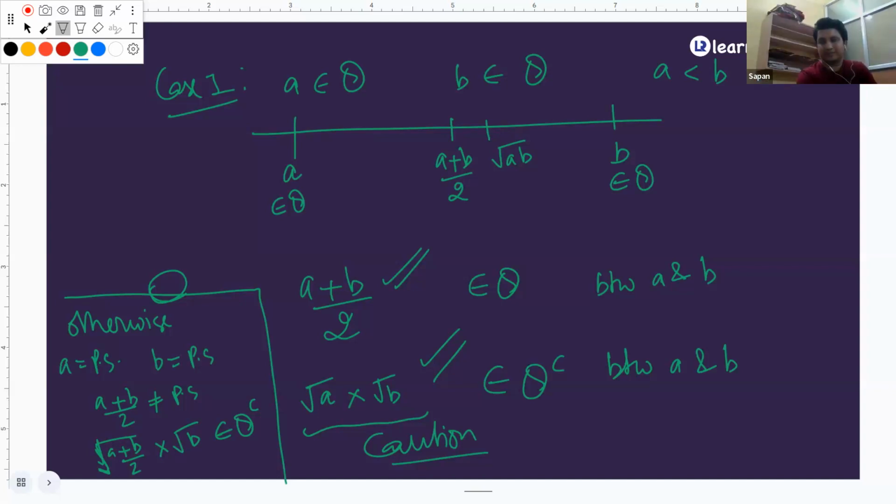You are getting me wrong. It's not like that. You start with any A and B. Most often, (A plus B) by 2 is a rational number between A and B, and square root of A into square root of B will be an irrational number between A and B. It will work 99% of the times.